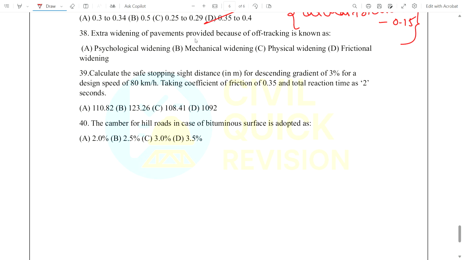Extra widening of pavement provided because of off-tracking is known as what? Extra widening is provided in the pavement because of off-tracking. This is called mechanical widening. For psychological widening, a psychological widening of pavement will be provided. But in this question, extra widening of pavement is provided, so the answer will be mechanical widening.